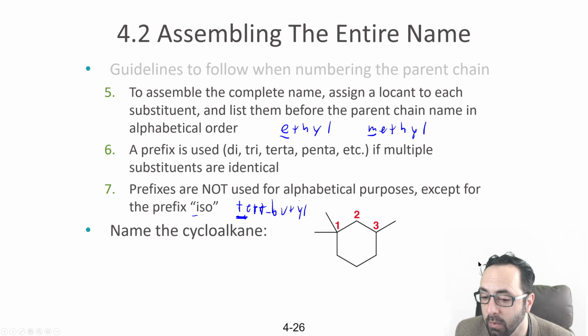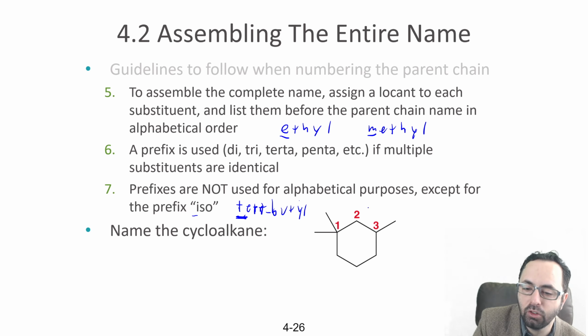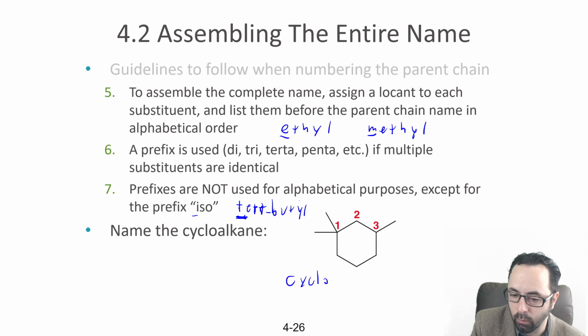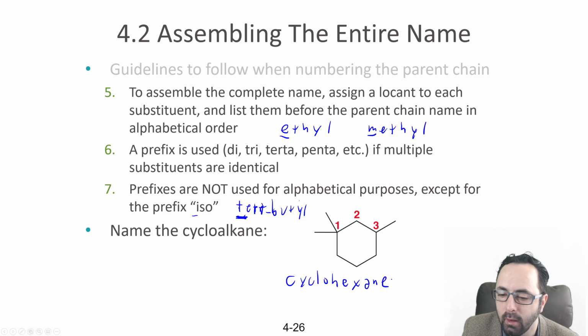So now let's name this cycloalkane using what we know. We're going to number 1 here because that's the closest branch. We've got 3 methyls. So our main chain is going to be the ring. And so we're going to say cyclo, because it's a ring, hex, because that ring contains 6 carbons, 1, 2, 3, 4, 5, 6, and then ane, because there are only single bonds in that ring.